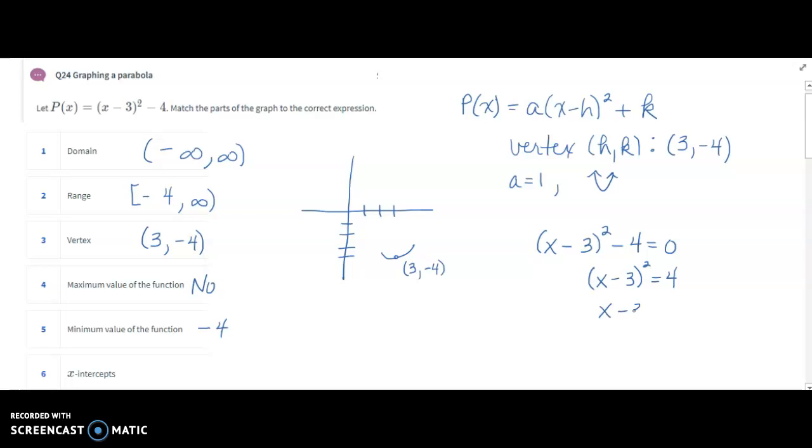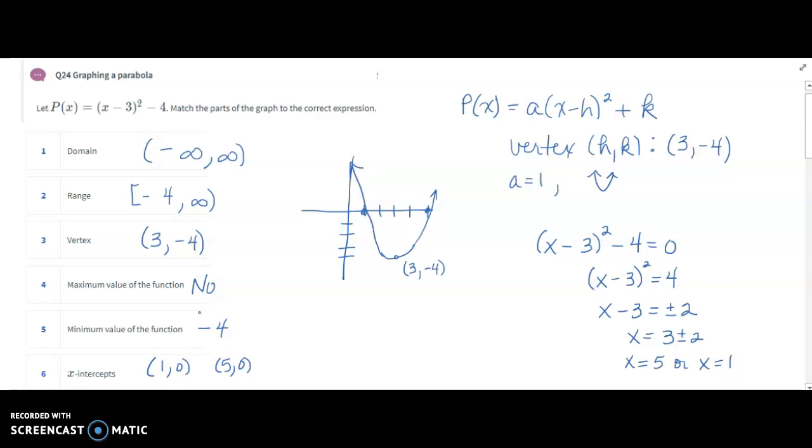So x minus 3 equals plus or minus the square root of 4, but that's plus or minus 2. Therefore, x is 3 plus or minus 2. So the x values are 3 plus 2, which is 5, or 3 minus 2 is 1. So the x-intercepts are (1, 0) and (5, 0). So if we actually graph that, we could plot a point at (1, 0) and at (5, 0), and then extend the parabola upward through those points.